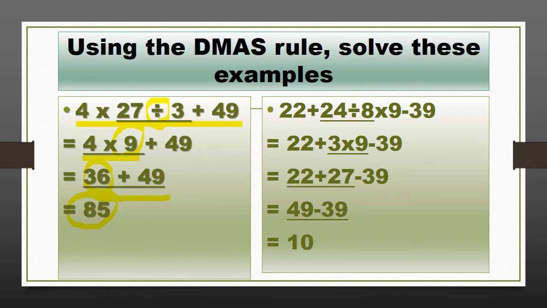Firstly, we will do division. Now divide 24 by 8, we will get 3. Then multiply 3 by 9, we will get 27. After that, we will add 22 and 7, we get 49. Lastly, subtract 39 from 49. Now the answer is 10.